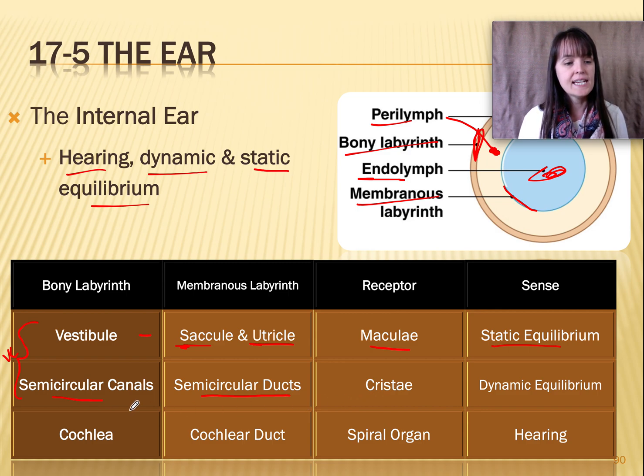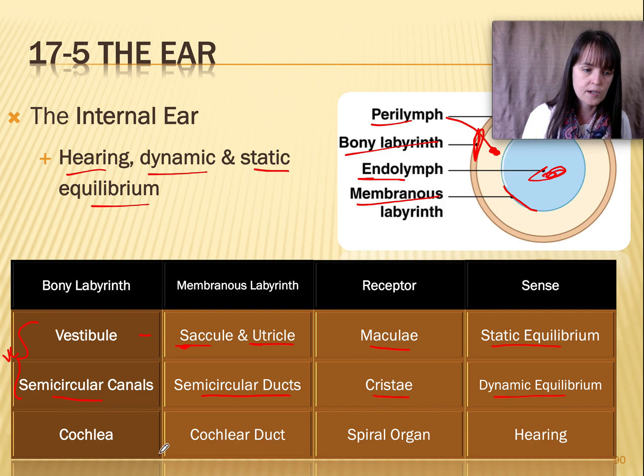Okay. And each of the three semicircular canals has a crista, and that is located in the ampullaric crest. Ampullaric crest. They changed it. It used to be the ampulla. Now it's got crest on it somehow. And that does your dynamic equilibrium, which we will talk about.